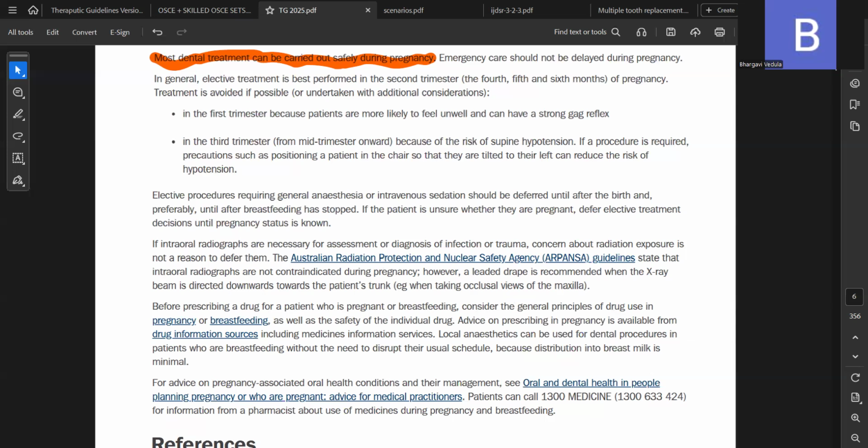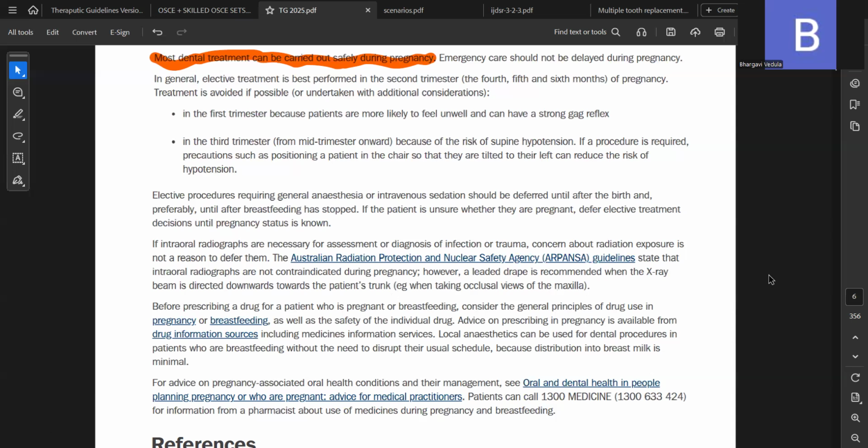Right? When we are directing the X-ray tube, if suppose we are taking a maxillary occlusal radiograph and the tube is directed towards the trunk of the patient, then we need to drape the patient. Otherwise, even a drape is not needed when the X-ray beam is directed away from the trunk, such as when taking the occlusal views of the maxilla.